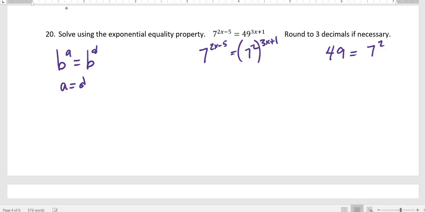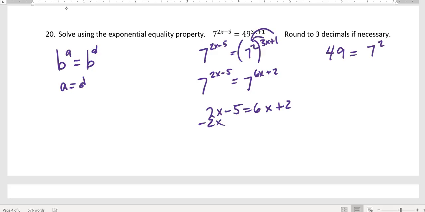Okay, so now I'm going to say, I want my bases to be the same. I have that. I'm going to distribute the 2, because that's how a power to a power works with exponents, right? And now I have the same base, so I can set those exponents equal to each other. And then I can just solve. So I'm going to subtract 2x, and I'm going to subtract 2, and I'm going to get negative 7 is equal to 4x. So x is equal to negative 7/4.